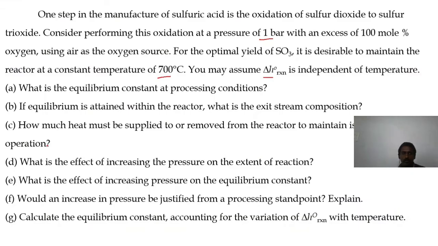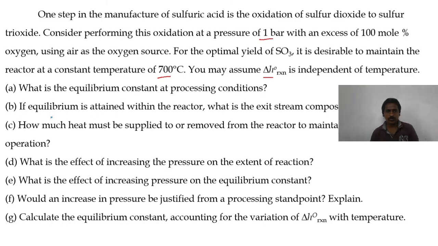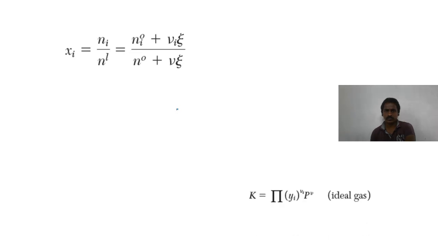In the problem, the first question is, what is the equilibrium constant at processing condition, that is at 700 degrees Celsius? That's what we have calculated successfully. Part B in the problem is, if equilibrium is attained within the reactor, what is the exit stream composition? For that, the given clue is 100 mole percent excess oxygen, using air as the oxygen source. To solve this part, I am going to utilize these two formulas.